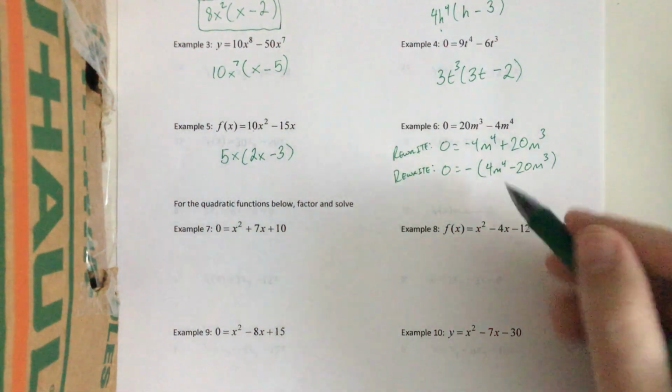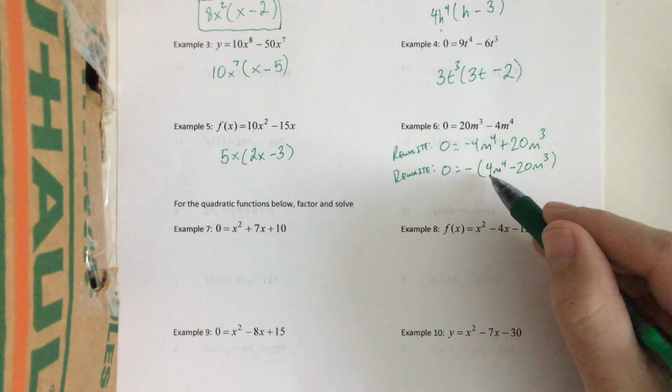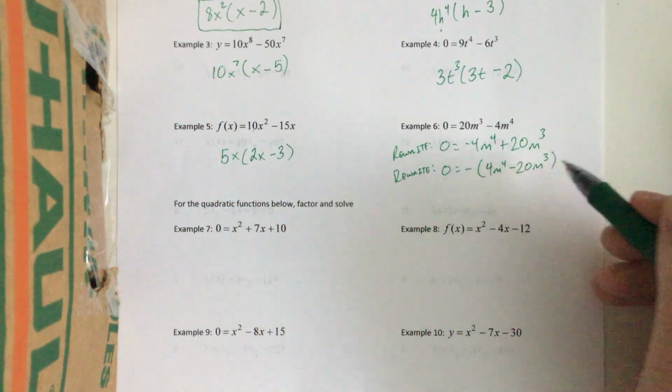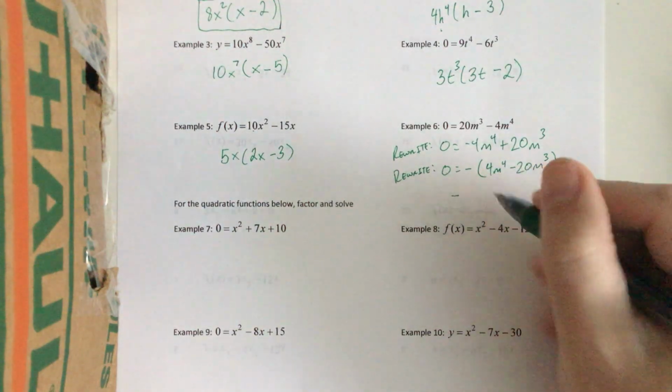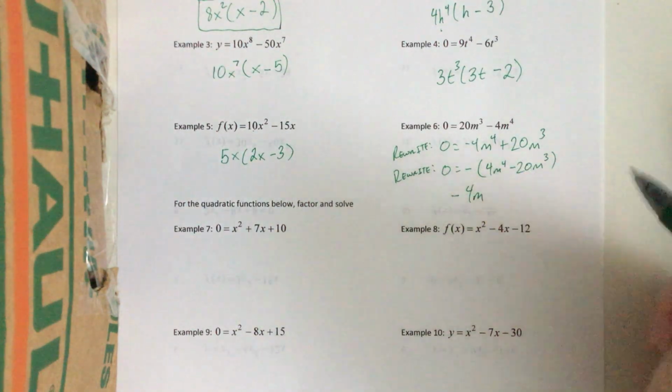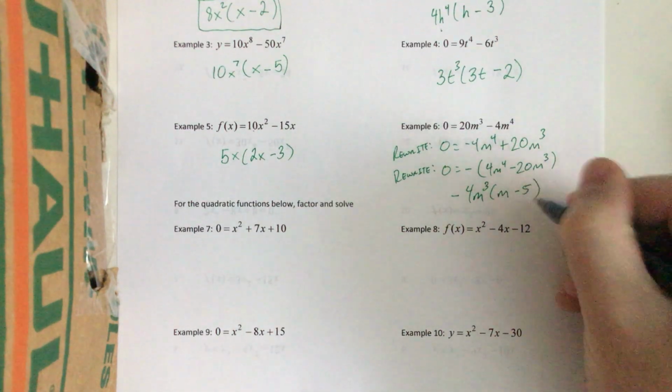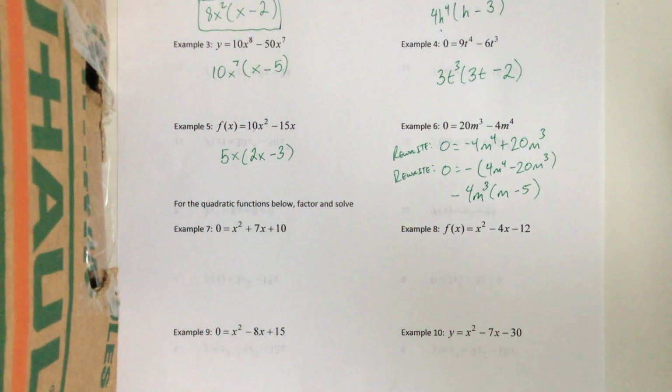Now we can factor this. We can divide both of these by its greatest common factor of 4, and it has 4m's here, 3m's here, so we can take out 3m's as well. So we're going to take out a 4, we're going to take out an m cubed, and we're going to be left with m minus 5. That's our answer.